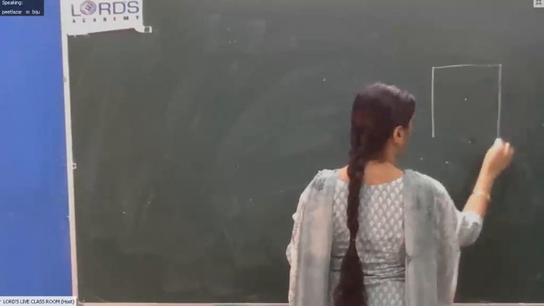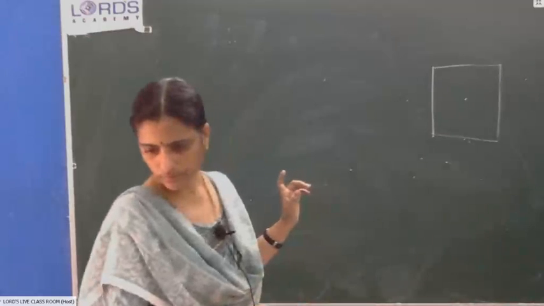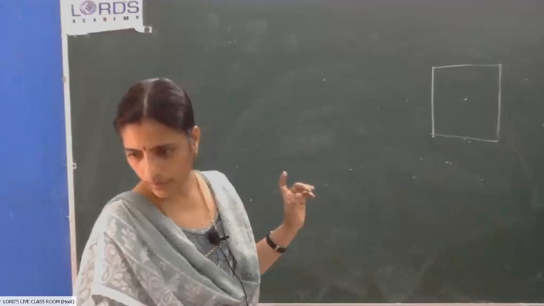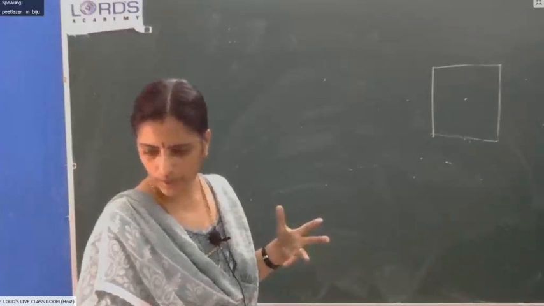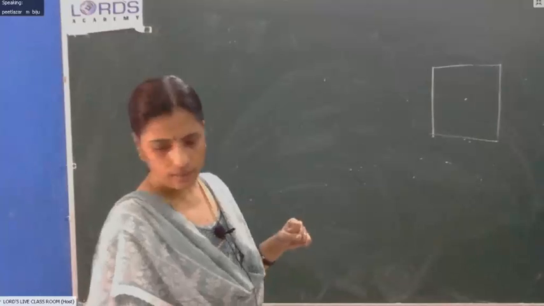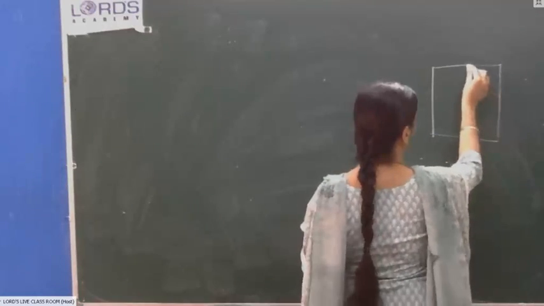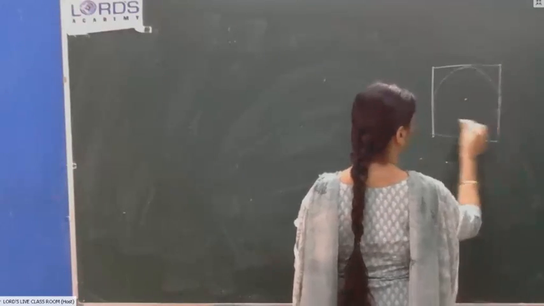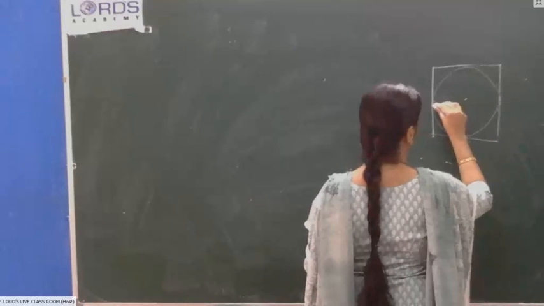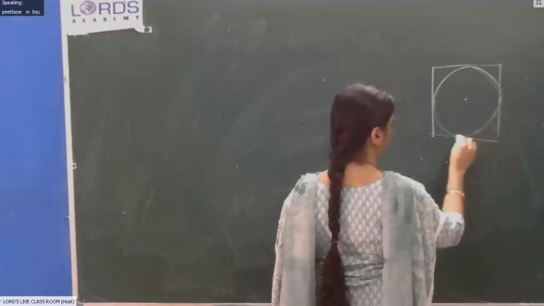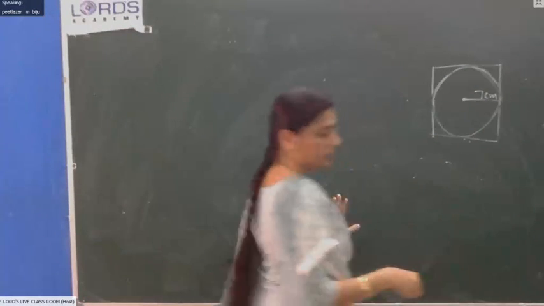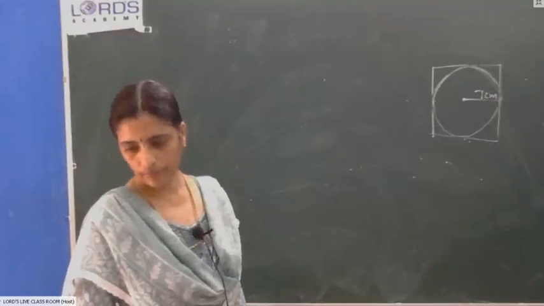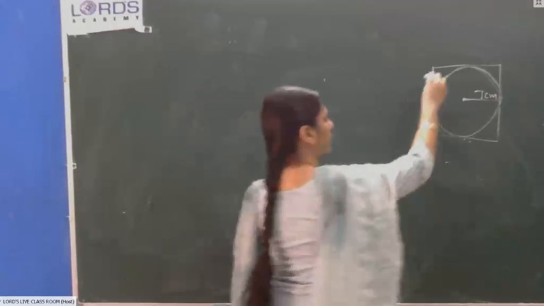20D, question number 6. In the first subdivision, there is a square, I think. They didn't tell anything, no? Then one circle. Rough figure. Okay, 7 centimeter, draw 7 centimeter. Then shade this part.